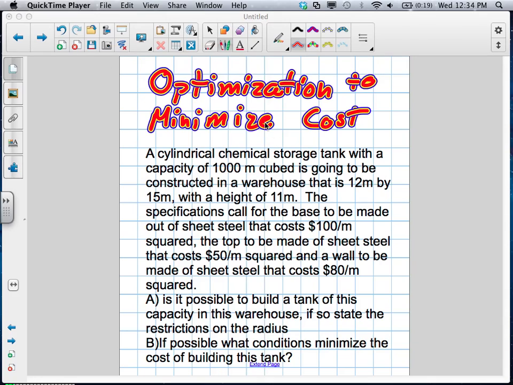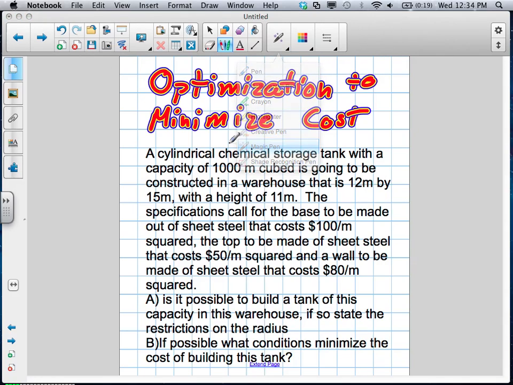Okay, optimization to minimize cost. They've given us a question. It says a cylindrical chemical storage tank with a capacity of 1,000 meters cubed, okay, so this is volume, is going to be constructed in a warehouse that is 12 meters by 15 meters by 11 meters.